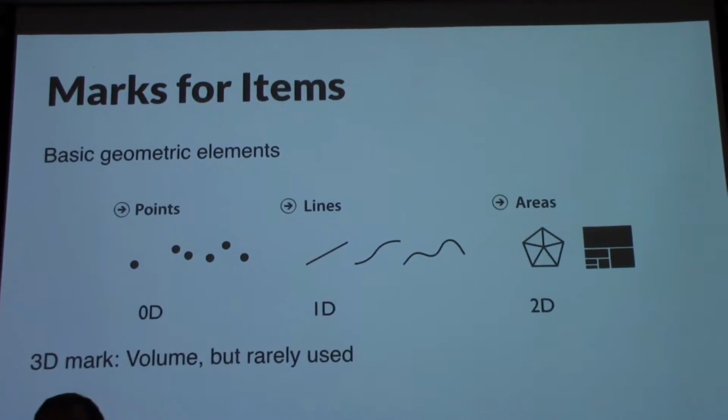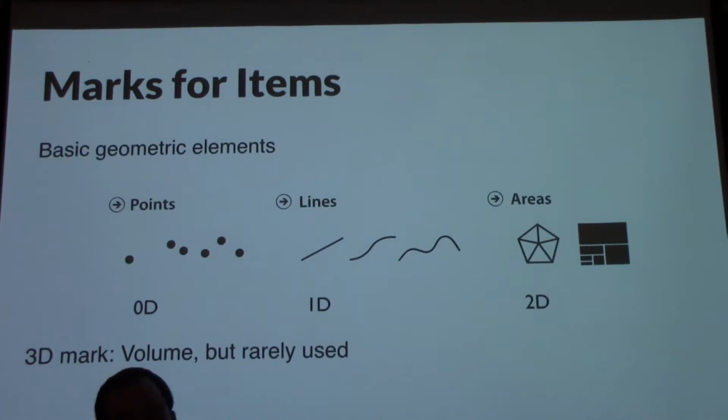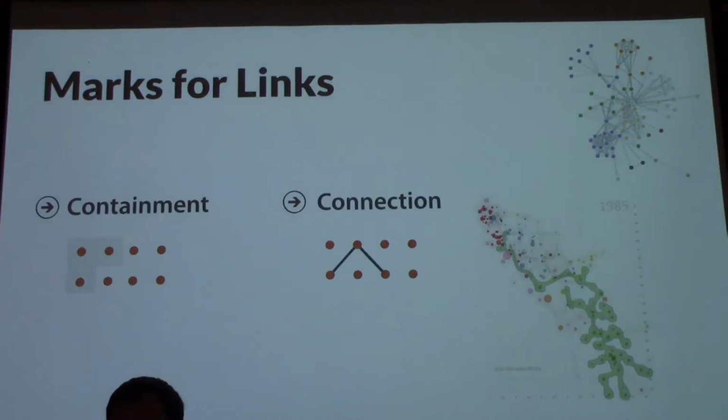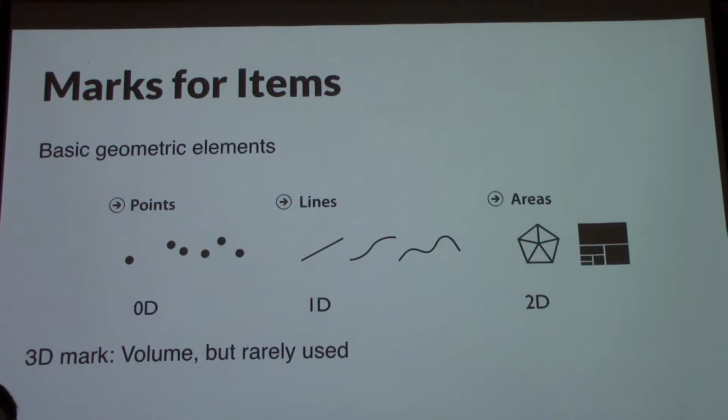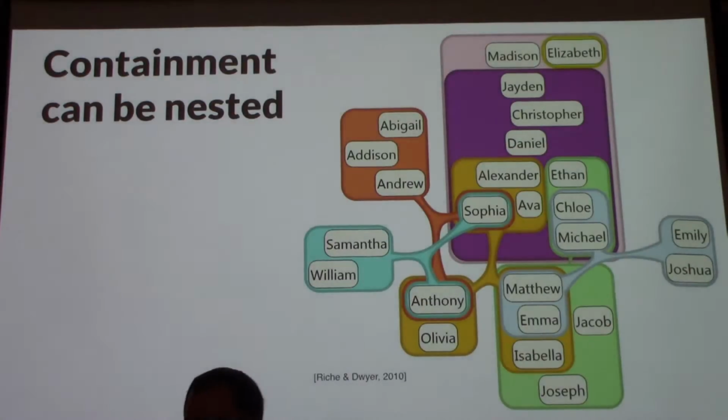So which marks could we have? We could have points, lines, or areas. And in 3D we could have a volume, but that's rarely used. We have a special type of marks for links, which are containment and connections. These are the basic ways we can represent data items. And if we have links, which is also an attribute type, then we could use containment and connection. Containment can of course be nested. So here is a Euler diagram of friendships, and we can use this on multiple levels.